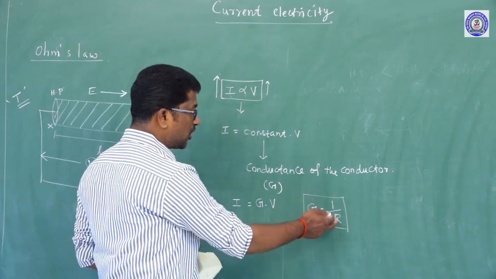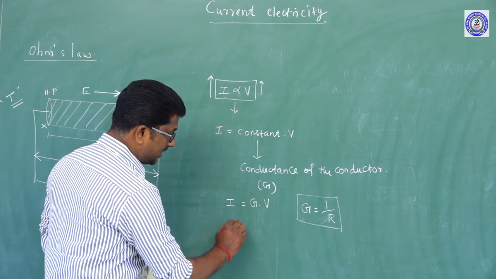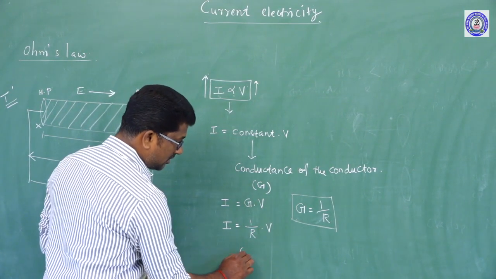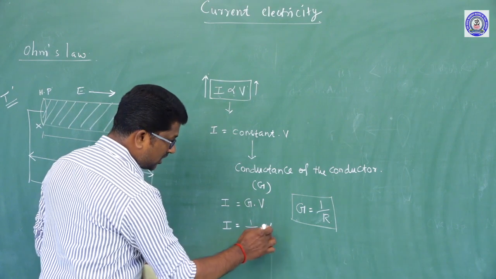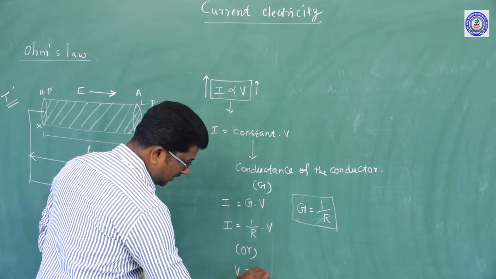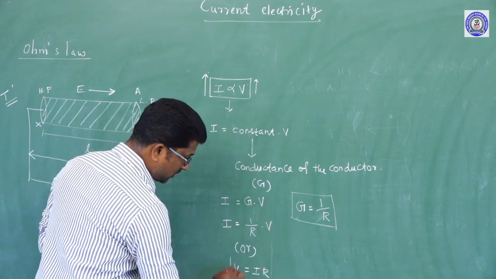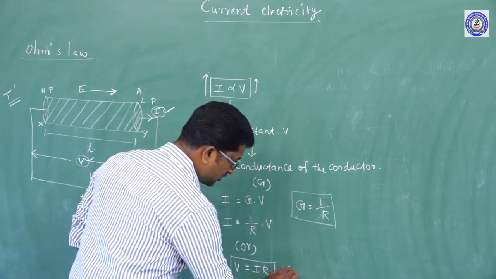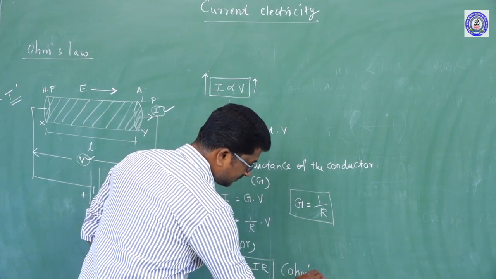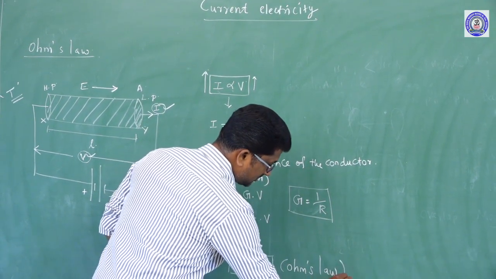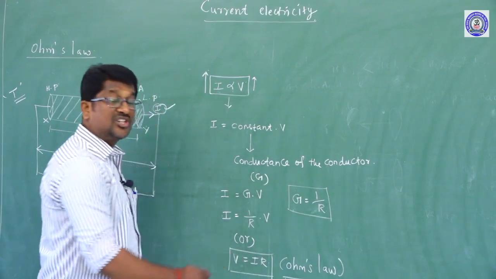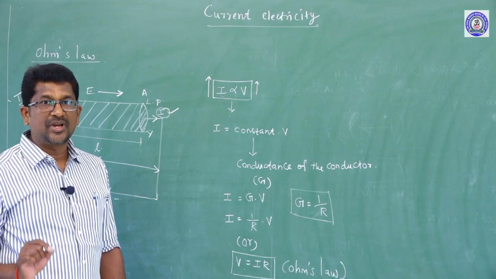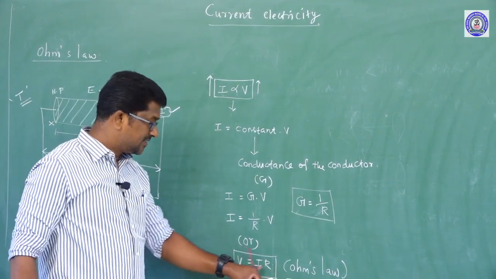Substitute G is equal to 1 divided by R here, then I is equal to 1 divided by R into V, or otherwise V is equal to I into R. V is equal to I into R. So, this is Ohm's law, or this equation is called the macroscopic form of Ohm's law. The macroscopic form of Ohm's law is V is equal to IR.